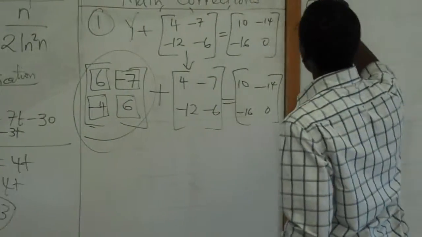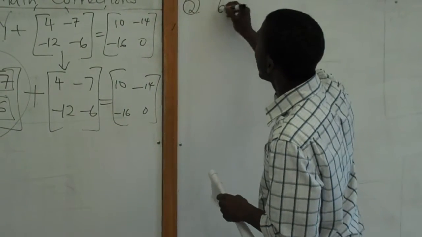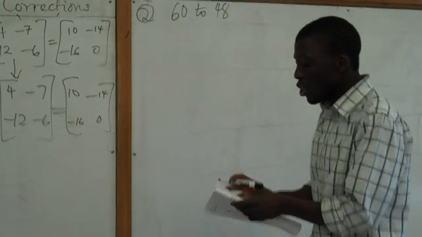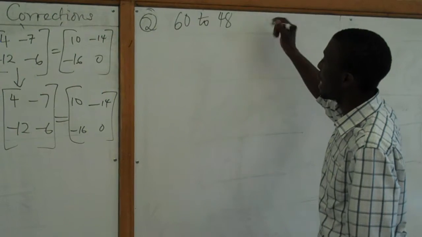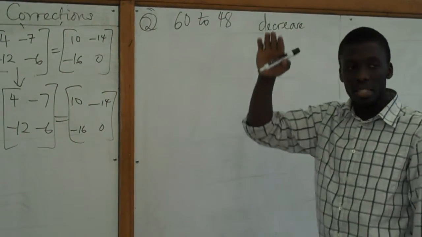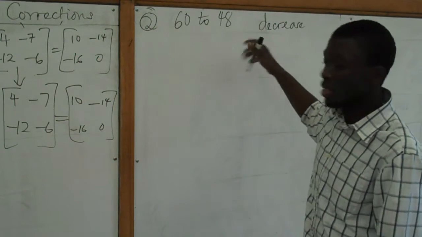Number 2. I asked you, what is the percent change from 60 to 48? First of all, when you look at the problem, you should know that it should be a decrease, because you're going from 60 to 48. So we expect to find a decrease. I hope that makes sense. There's a decrease in number, so it should be a percent decrease.